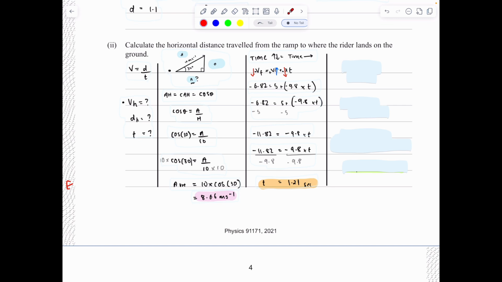Next step, now that we've got our time and our horizontal velocity, we've got two things in our equation. So what we can do is rearrange to find our horizontal distance. Finally, we're there. Plugging in the values, 8.66 equals d over 1.21. Times this side by 1.21 to get rid of this, times this side by 1.21. 8.66 times 1.21 equals a horizontal distance of 10.48 meters, and that is worth an excellence.